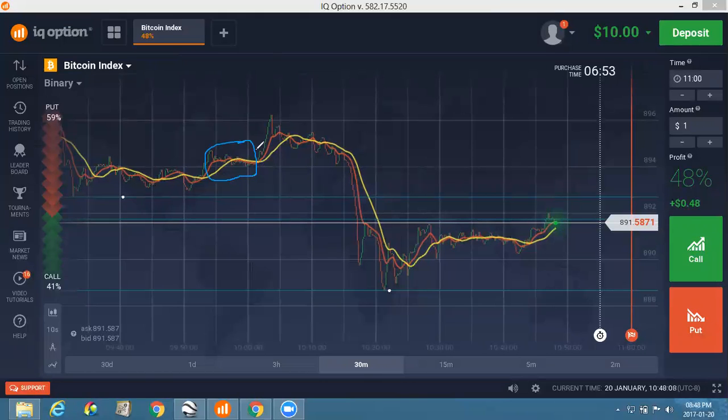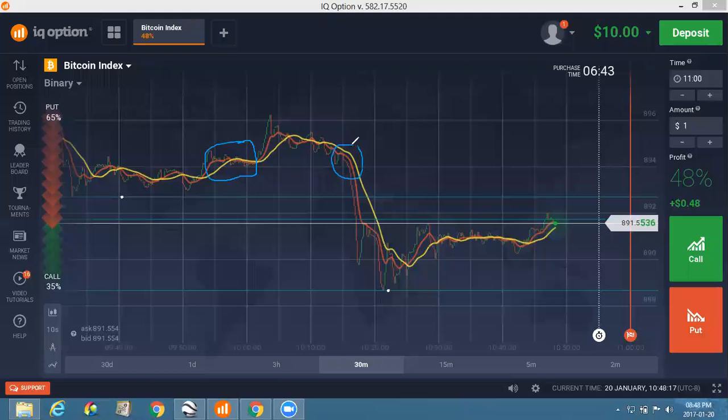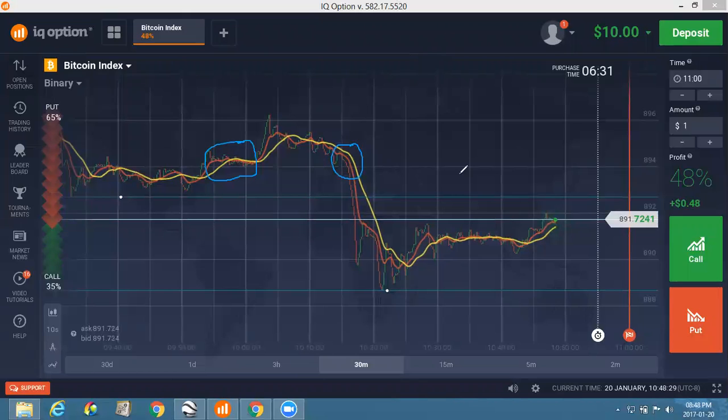the moving averages are not really facing up or down in this area here. They're just facing sideways. So we're not really looking for any opportunity. But here, the moving averages are facing down. So we're looking for a sell opportunity. I hope everyone is understanding this. It's quite easy.